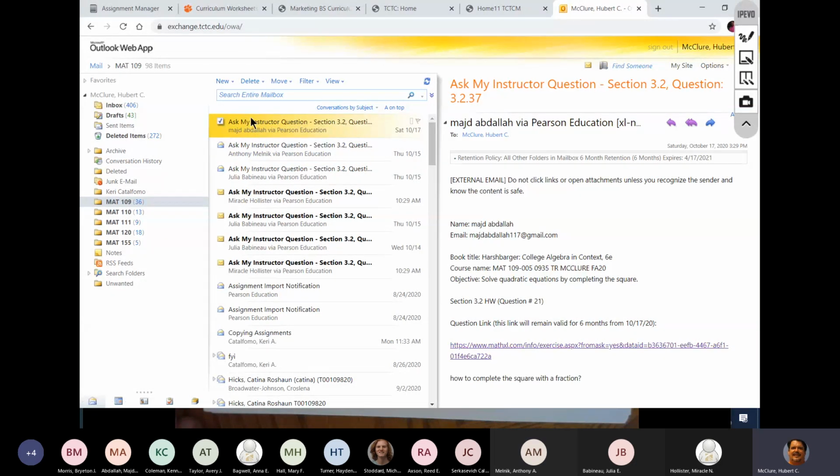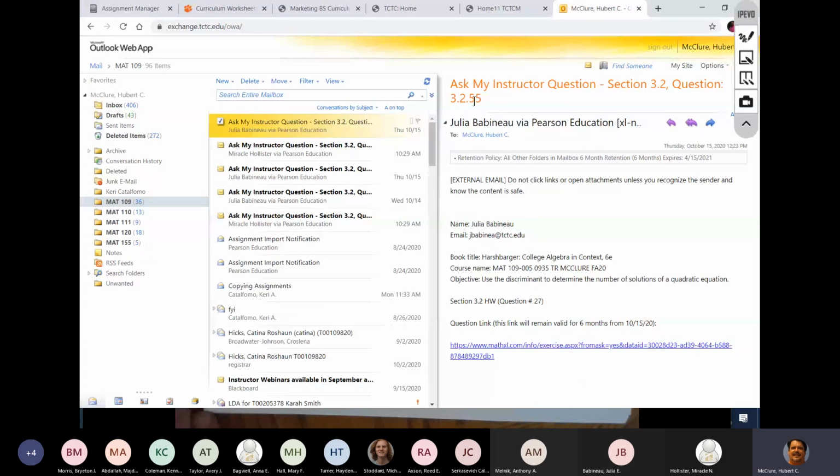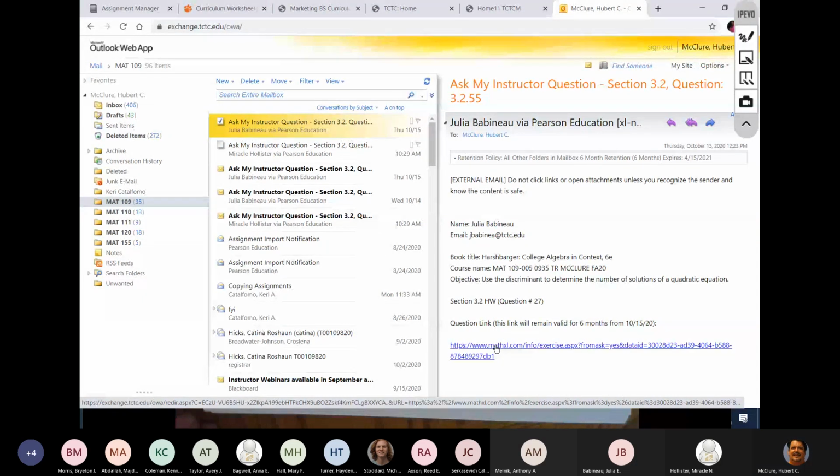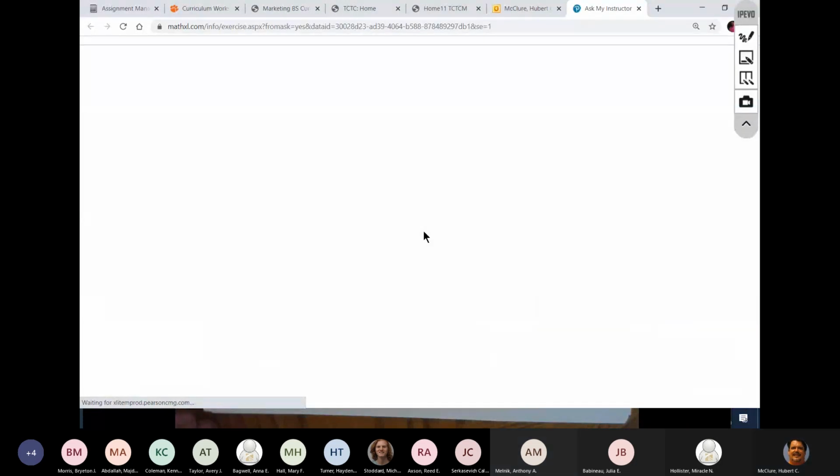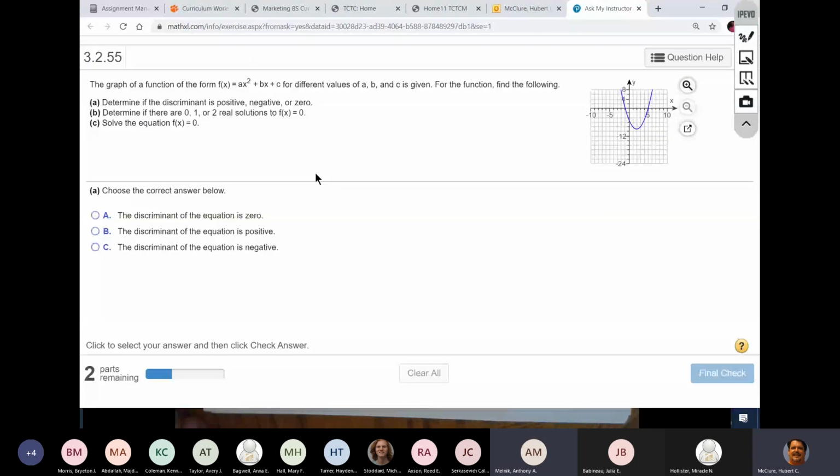All right, this is 3.2, 55/27. And I apologize. I'm not getting any errors that my internet's bad, but it could be. No, it's my internet. I'm going off of a hotspot right now. Okay, the graph of the function ax squared plus bx plus c for different values of a, b, and c for the given function. Determine if the discriminant is positive, negative, or 0.